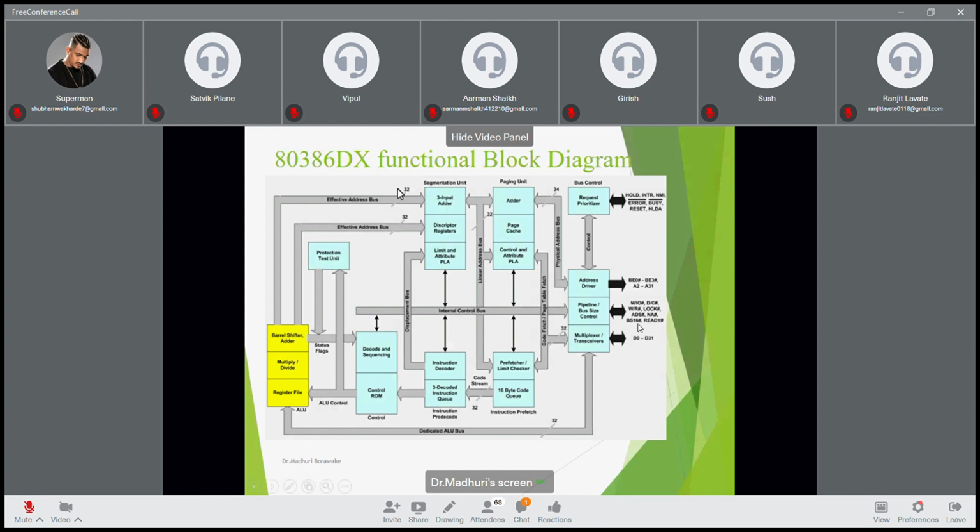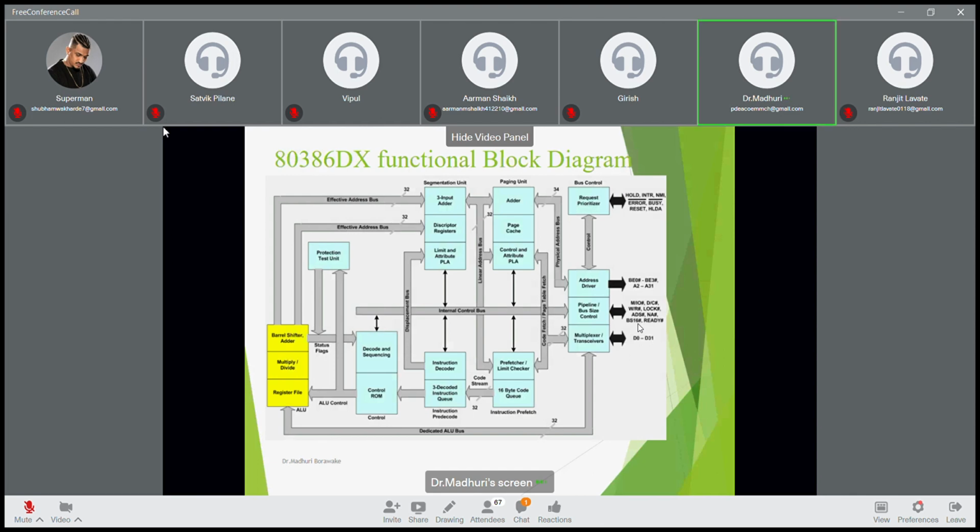Okay, so whatever the conversion of the memory, that will be done by these two units, the segmentation unit and the paging unit. Now in the paging unit, there is actually some level of protection mechanism, some protected modes, that will be in unit 4, I think.